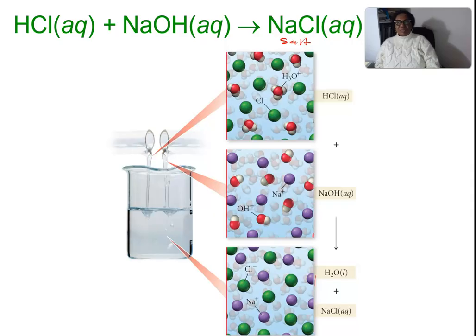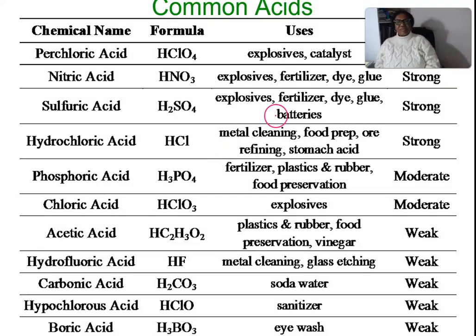We want to look at some common acids. These are some common acids. Perchloric acid, nitric acid. So this is a list of some common acids. So you see we have 1, 2, 3, 4 very strong acids. Generally there are others. You have hydrogen bromide, which is a strong acid, and hydrogen iodide. Then these are moderate acids. These other ones are weak acids.